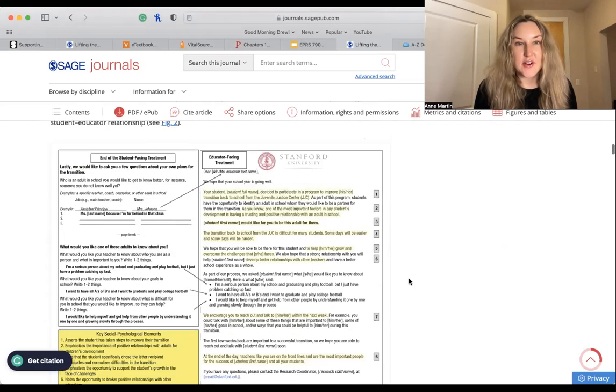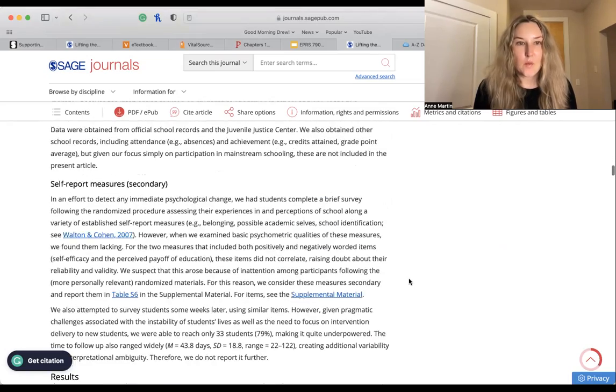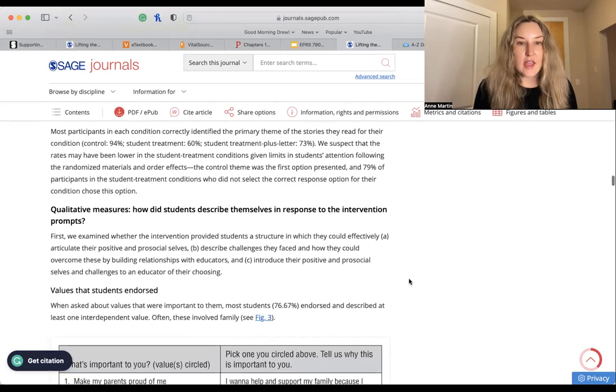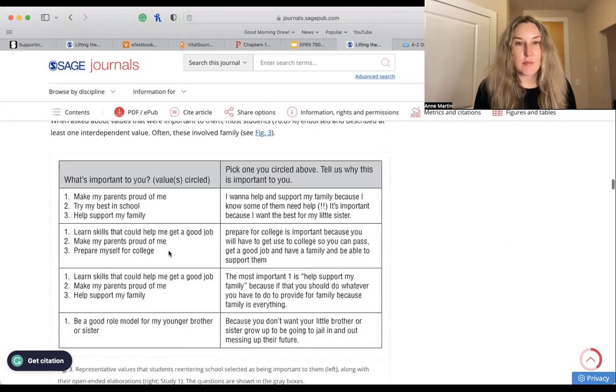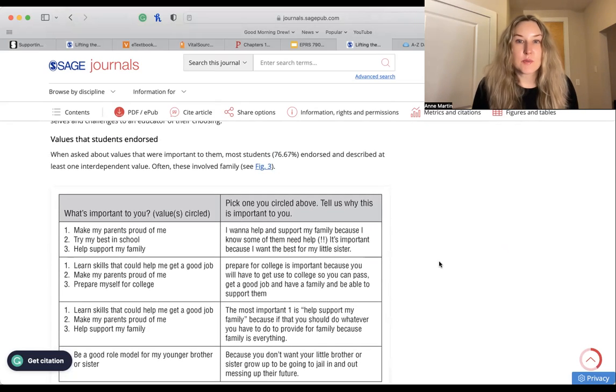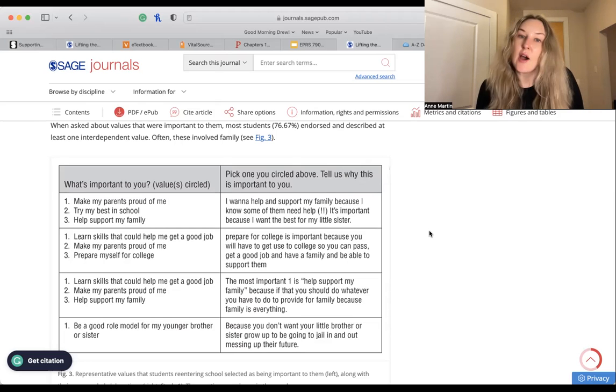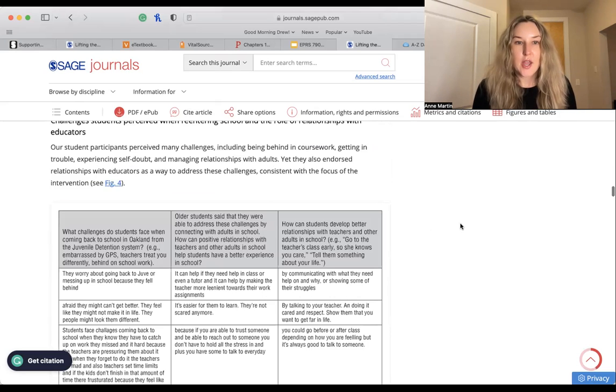This was the framework for the letter that they wrote. Let's see here. Now, they also included a qualitative component where they asked the students what was most important to them. So they gave them this closed-ended survey. So this component of the survey would be quantitative because you can only choose, it's not open-ended. However, they did make it qualitative because they added this component where they could choose one, and then they would talk about why that was important to you.